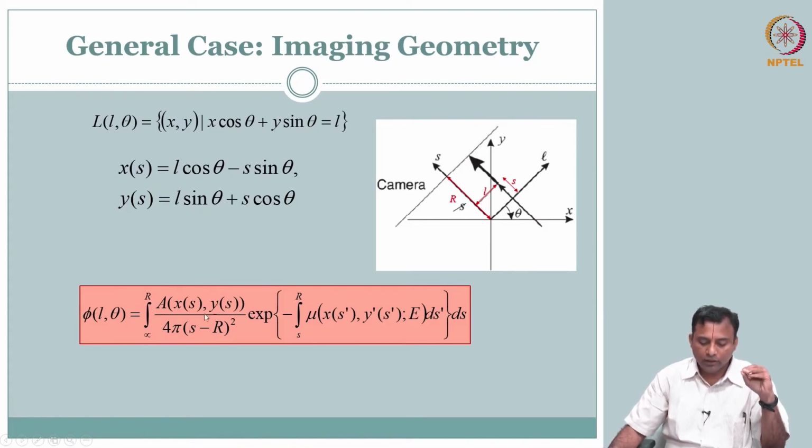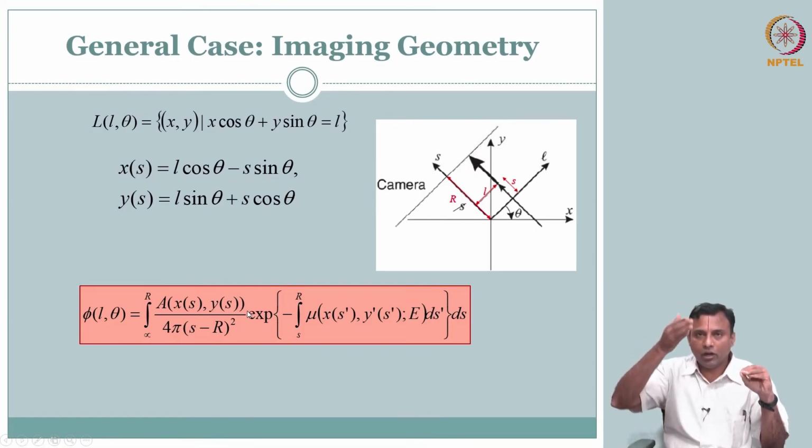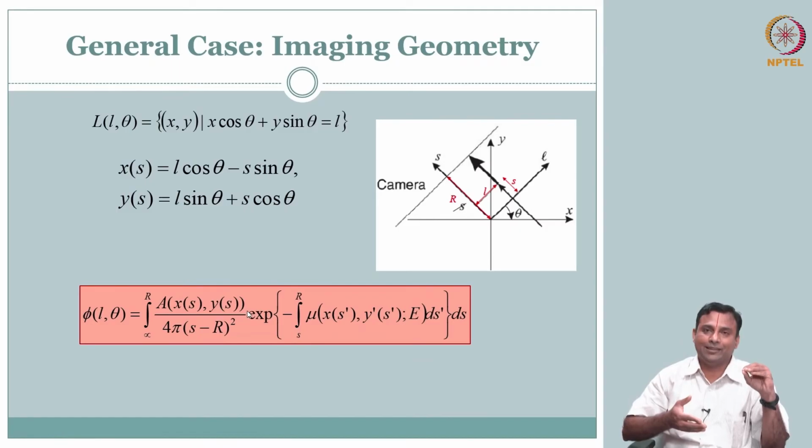So, you have your A of xs comma ys. We have dropped z as discussed. We will talk about only one cross section, so we have dropped z for that reason. Now, this is our imaging, A of x of s comma y of s, and the exponential is coming through that. Okay. So, what do you have?